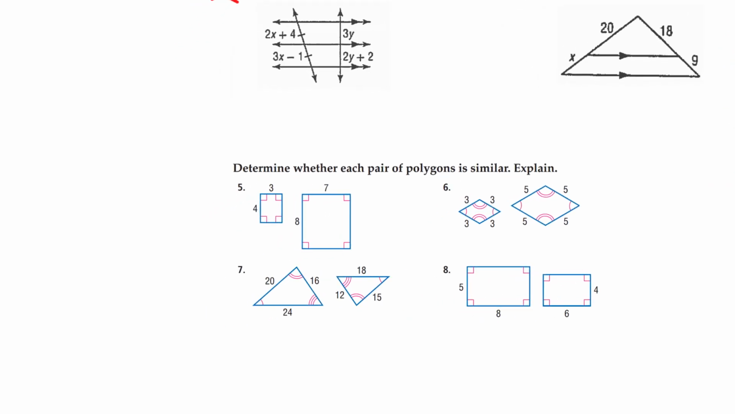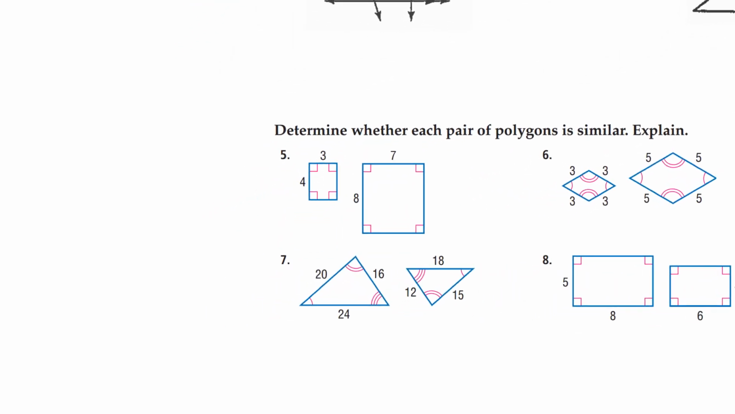Okay, on these last ones, we're determining whether they're similar or not. Okay, so to get from 4 to 8, what do you have to multiply by? 2. By 2, okay? Now, to get from 3 to 7, do you multiply by the same thing? No. And actually, if you work it out, it has to be 3 times 2.33 gives you 7.